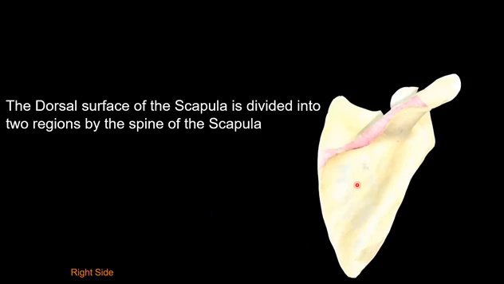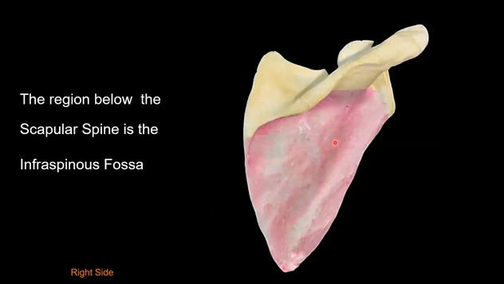On the posterior part, the spine of the scapula divides the scapula into two regions. This is the superior division, and this is the inferior division. The inferior one is what we call the infraspinous fossa, a fossa that takes on the infraspinatus muscle. We're going to see that later. The whole of this area is latched by that muscle.